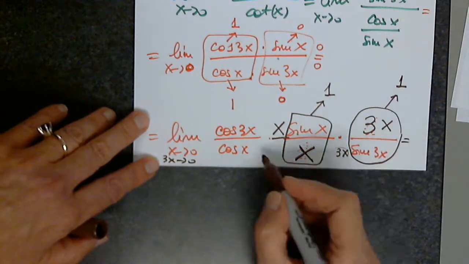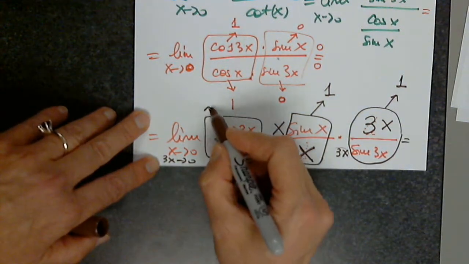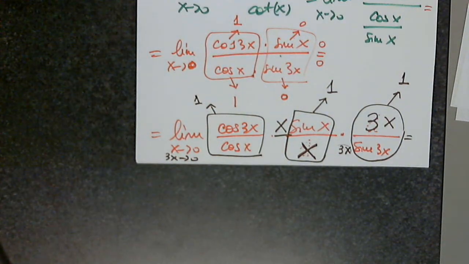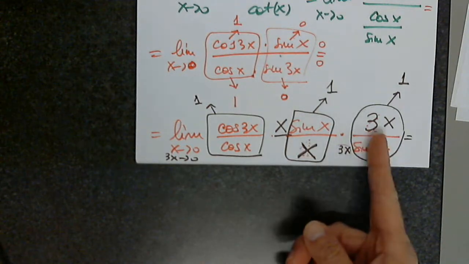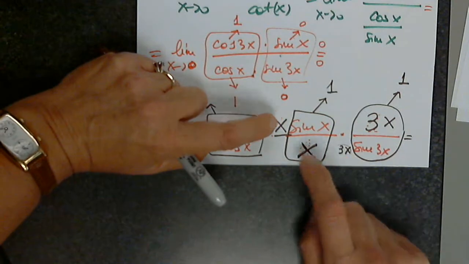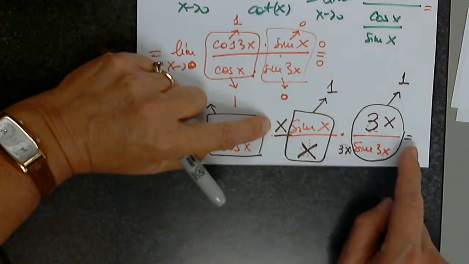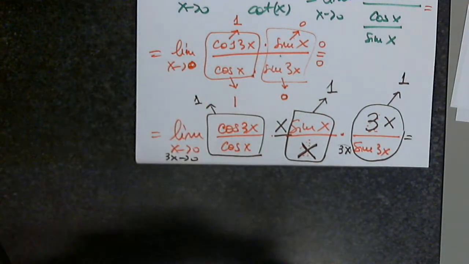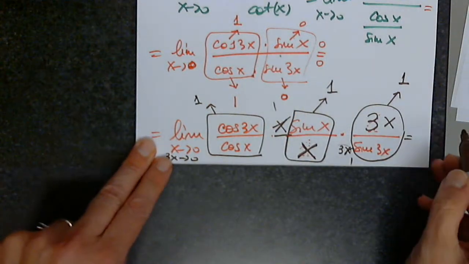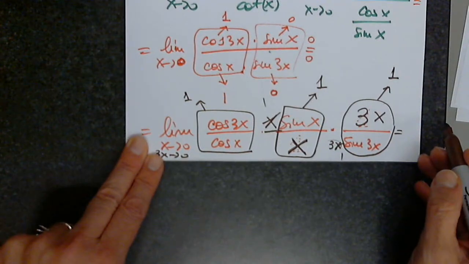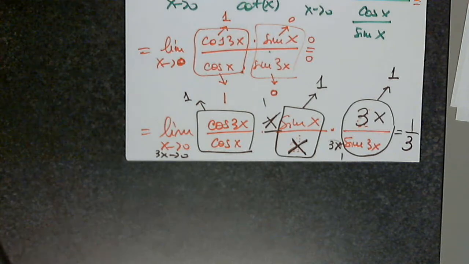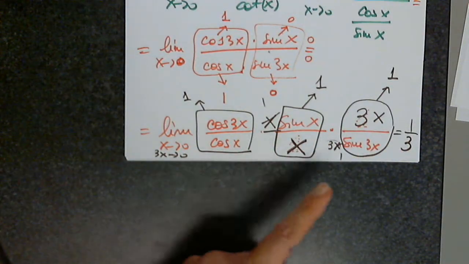So then, we know already that this approaches 1. And now please tell me what is left. 1, 1, 1. What is left? So when I simplify x with x, what do I get? What is the answer? Exactly. 1 from the top, 3 from the bottom.